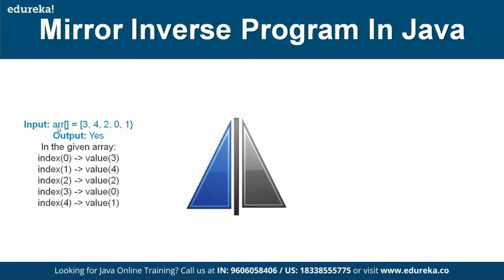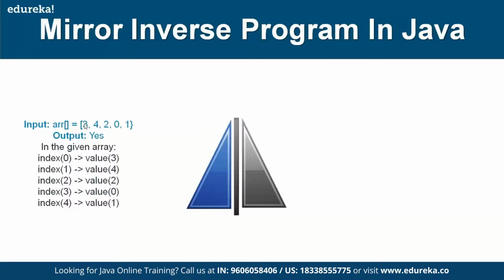It's an array. So arr array 3, 4, 2, 0, 1. So 3 is a value. In which index 3 is present? Index 0. See, index 0 value is 3. Index 1 value is 4. Index 2 value is 2. Index 3 value is 0. Index 4 value is 1, right? 0, 1, 2, 3, 4. So the values are present. So there are some values present in a particular index.